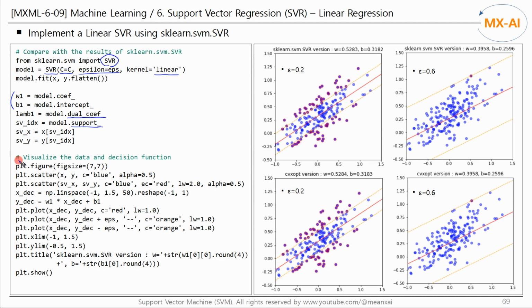Now let's visualize the data, decision function, and support vectors. The results are as follows. The results are exactly the same as the CVXOPT results on the previous page. When the epsilon is set to 0.2, the parameters are the same, and the positions of the regression line and support vectors are also the same. The results are also the same when epsilon is set to 0.6.